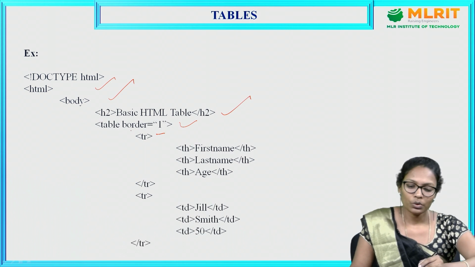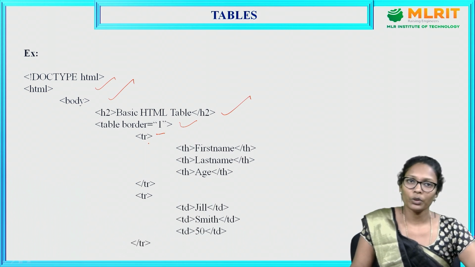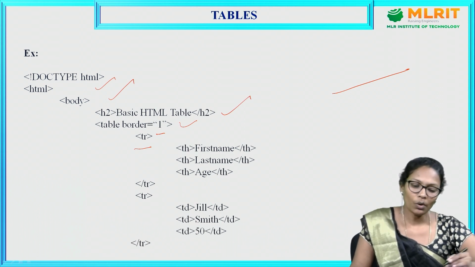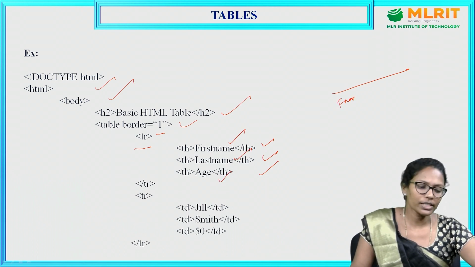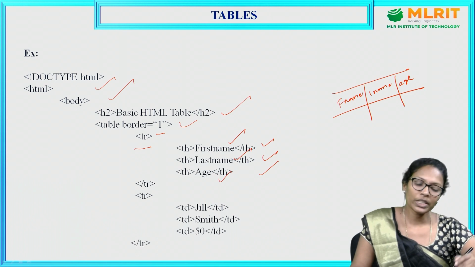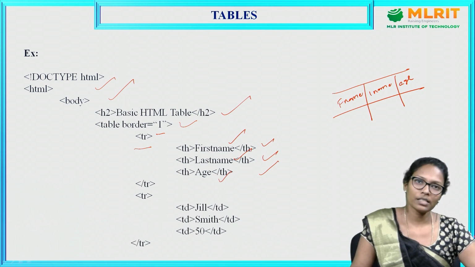Now I want to add a row to this table, so I am using the tr tag. Whenever you write a tr tag, a row will be opened, a row will be created. Now under this row I am adding 3 columns: first name, last name and age. This is the first row, and since you are using th, it will be printed in bold.